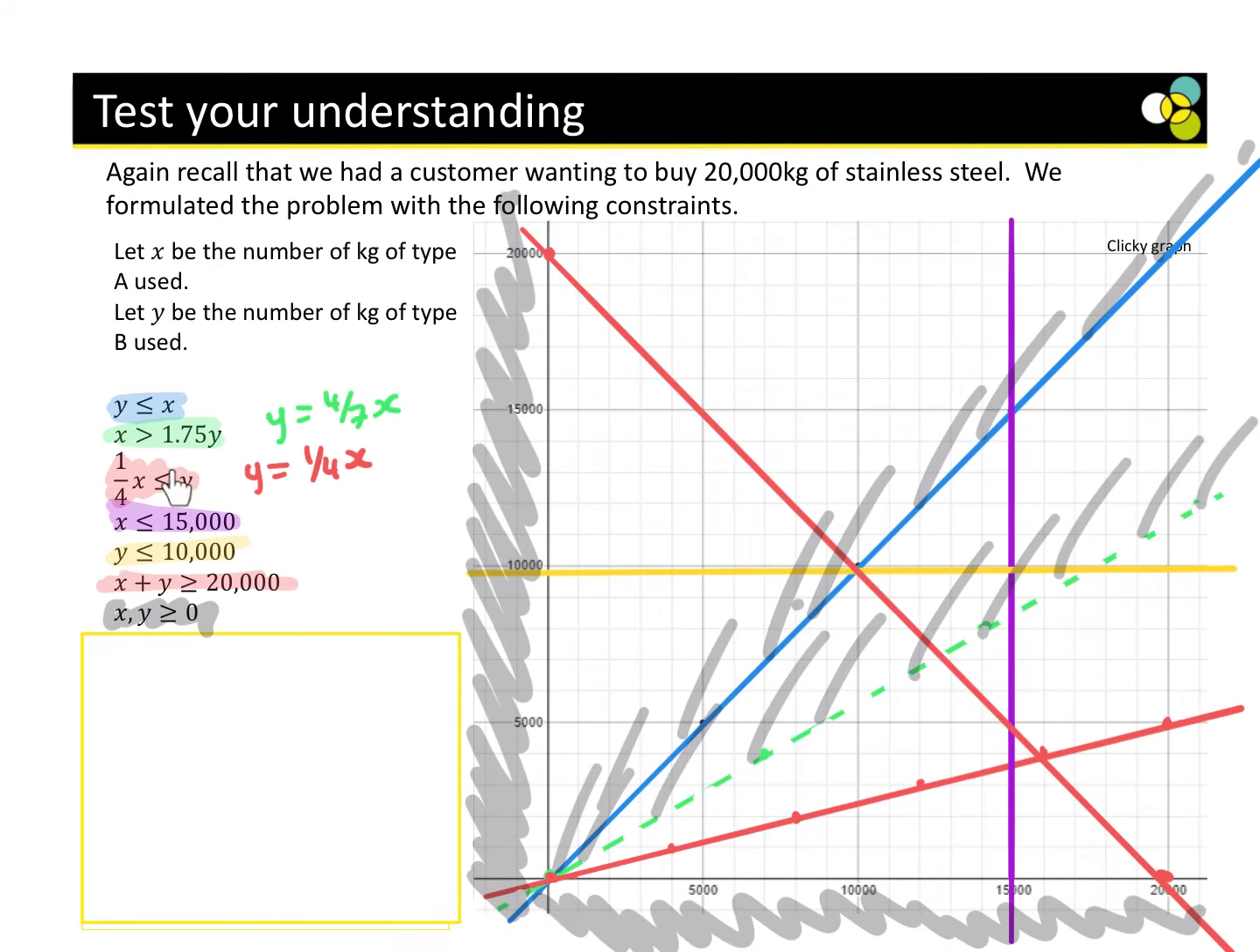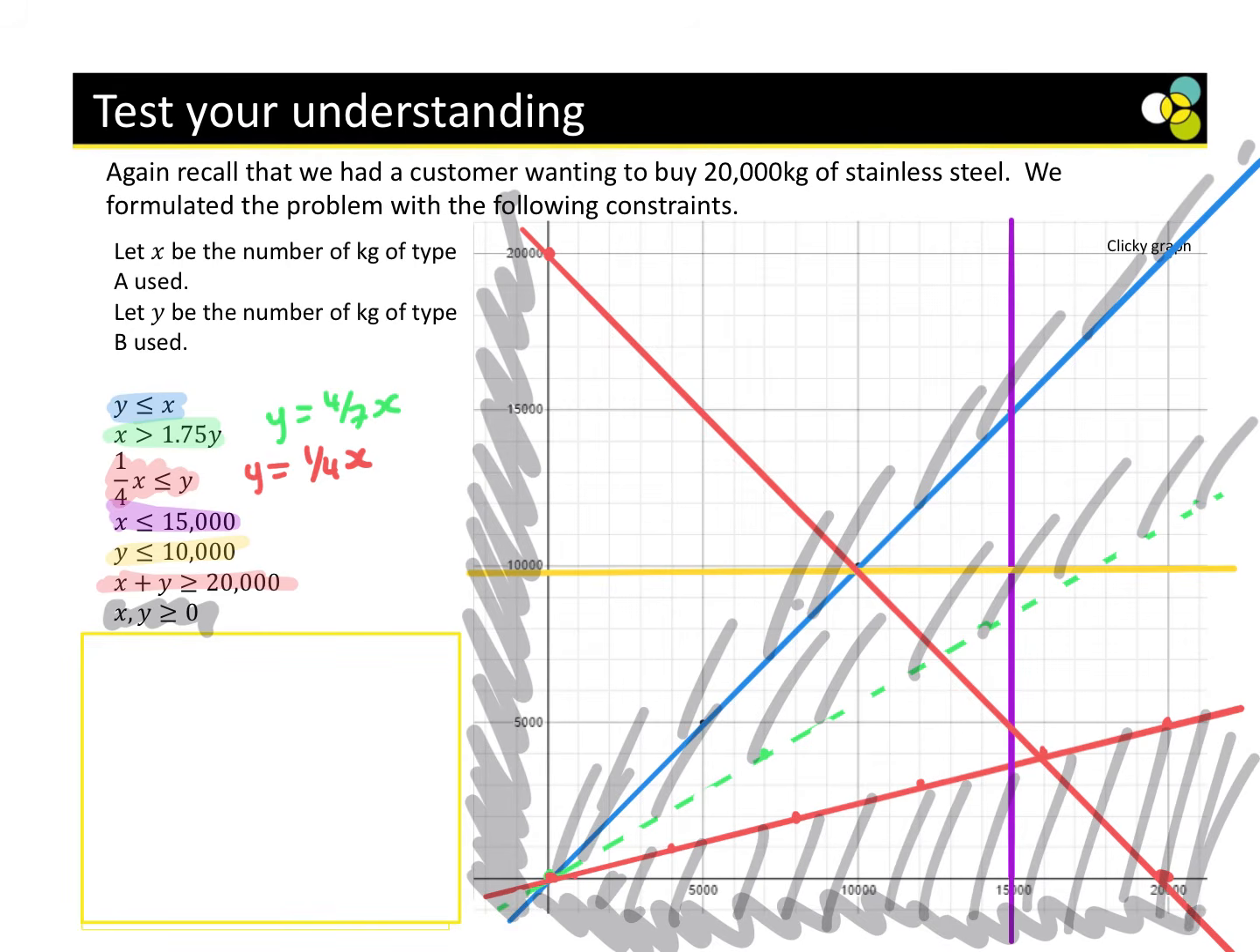A quarter x is less than or equal to y. So this means y is greater than the first red line. Okay? So, do I want above or below the line? If it's greater than, I want above the line. So I'm going to shade below this line.